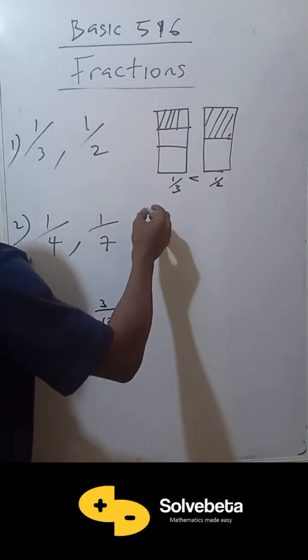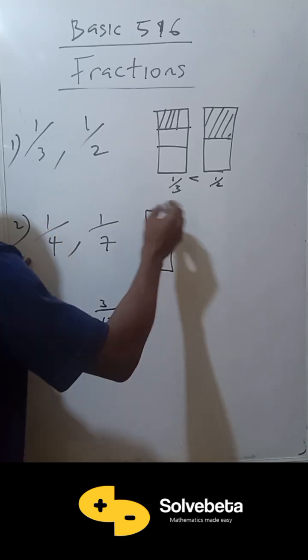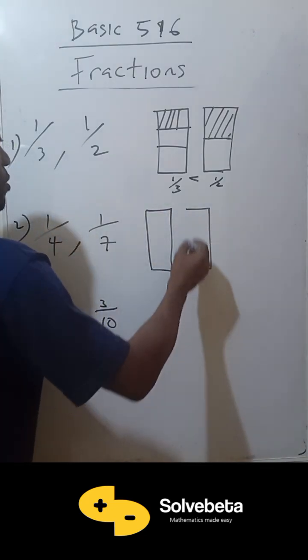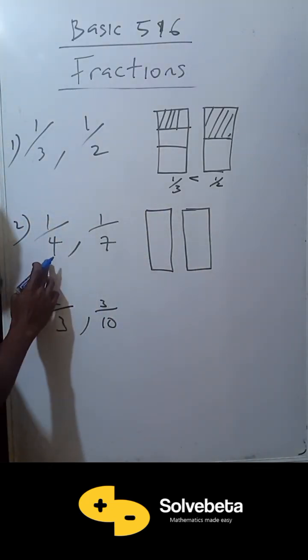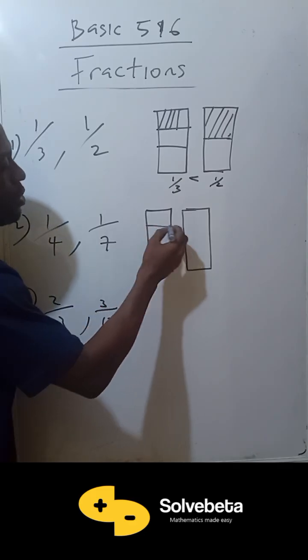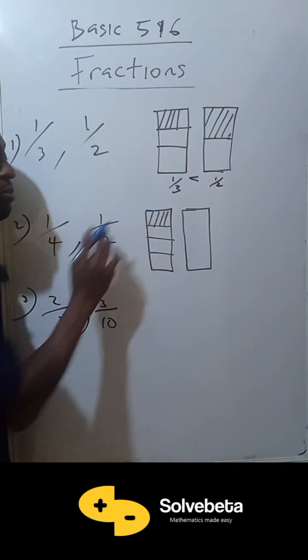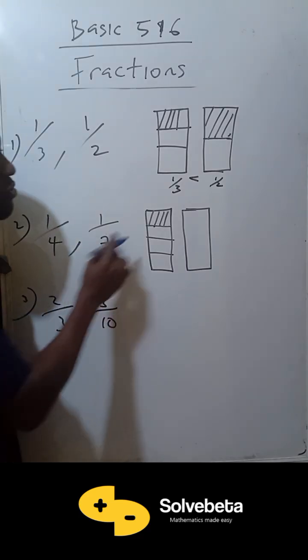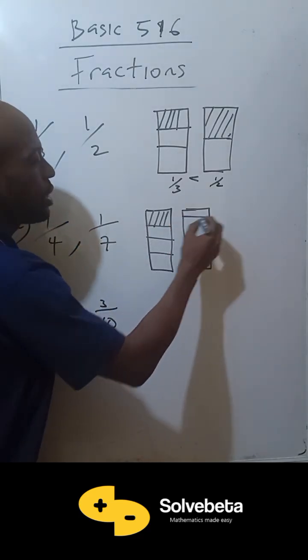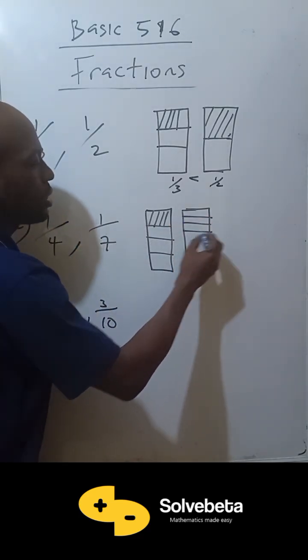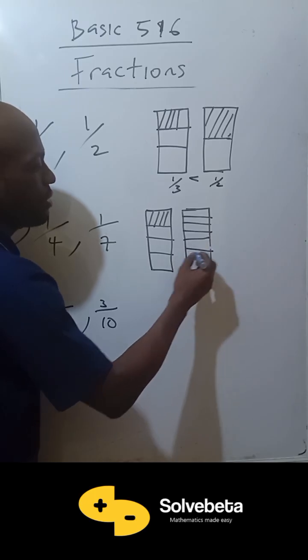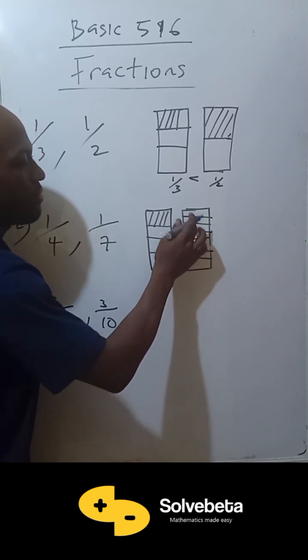Now let's look at this one. You have the same 1 loaf of bread. Now this is 1 out of 4. So let's divide it into 4: 1, 2, 3, 4. 1 out of 4. Are you seeing it? Now this is 1 out of 7. Let's divide it into 7: 1, 2, 3, 4, 5, 6, 7.